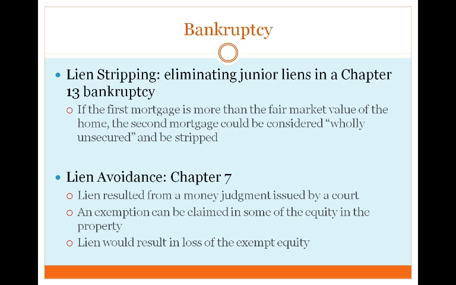Lien avoidance under Chapter 7 would be basically looking at a lien that resulted from a money judgment issued by a court. So going back to what we just discussed, judgment liens, if the underlying debt is discharged in the bankruptcy, as I mentioned before, if a specific motion isn't made, that lien may still remain, but it's important to look and see if that's something that can be reopened and made if your client actually has had that discharge given to them in a Chapter 7.